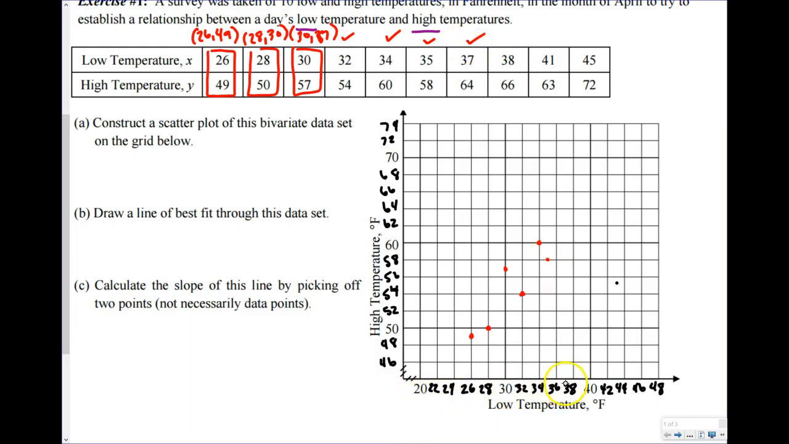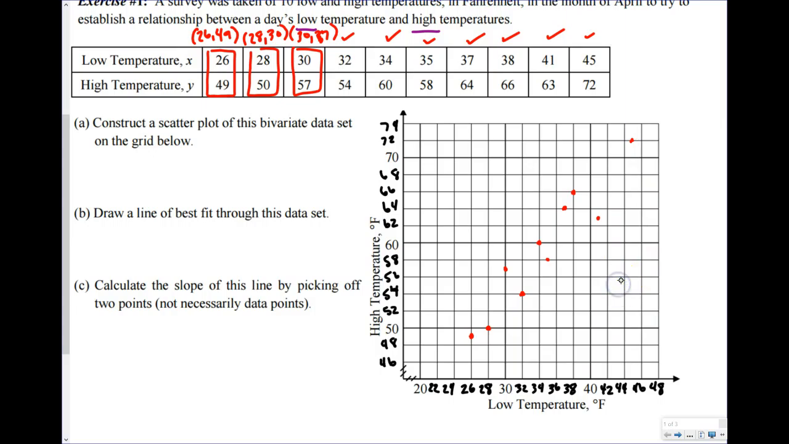37, 64, 37 is in between here, and 64 is all the way up here, so there's 37, 64. 38, 66 is my next one, so I'm going to go to 38, and then I'm going to go up all the way to 66. And then finally, last two, 41, 63. 41, 63 is right here. It's like right in the middle. It's kind of a tough point. And 45, 72 is all the way up here.